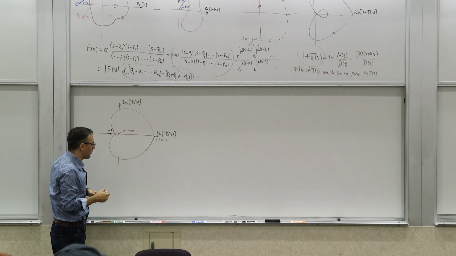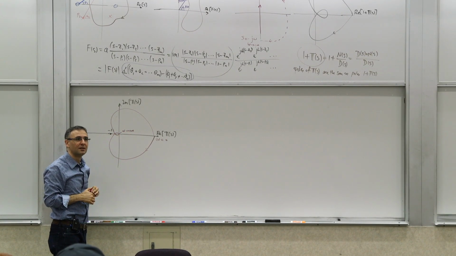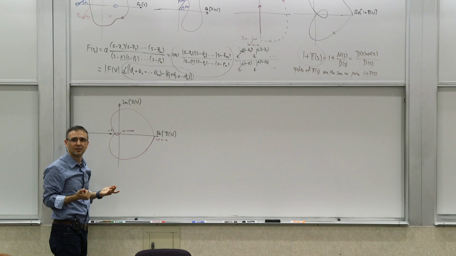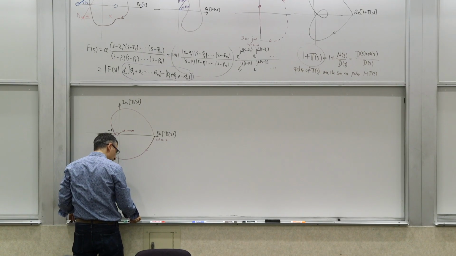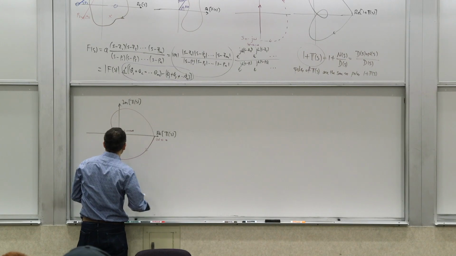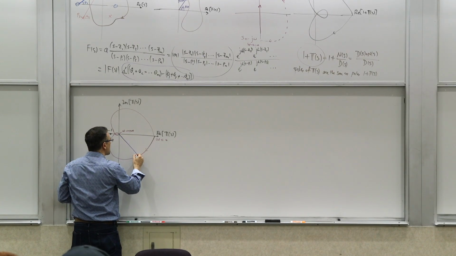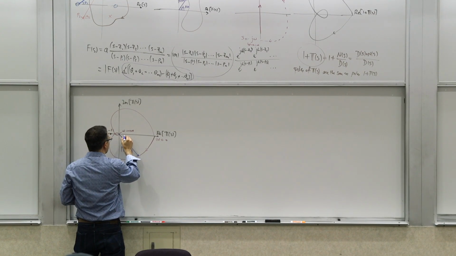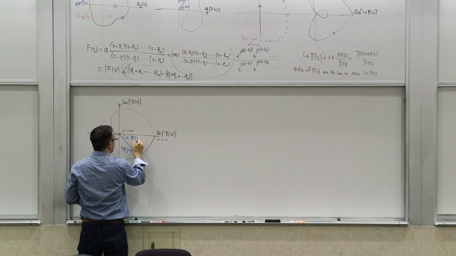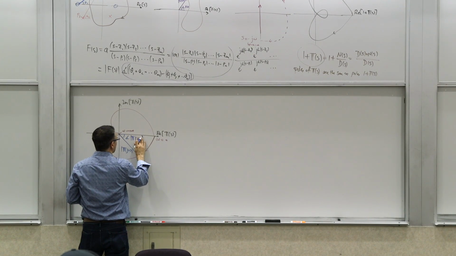Where do you usually have this quantity, this kind of measurement? Bode plot. That's what you do in a Bode plot. The Bode plot essentially is the magnitude and phase of this quantity. So this is the magnitude of T(jω), right? And this phase is the phase of T(jω).